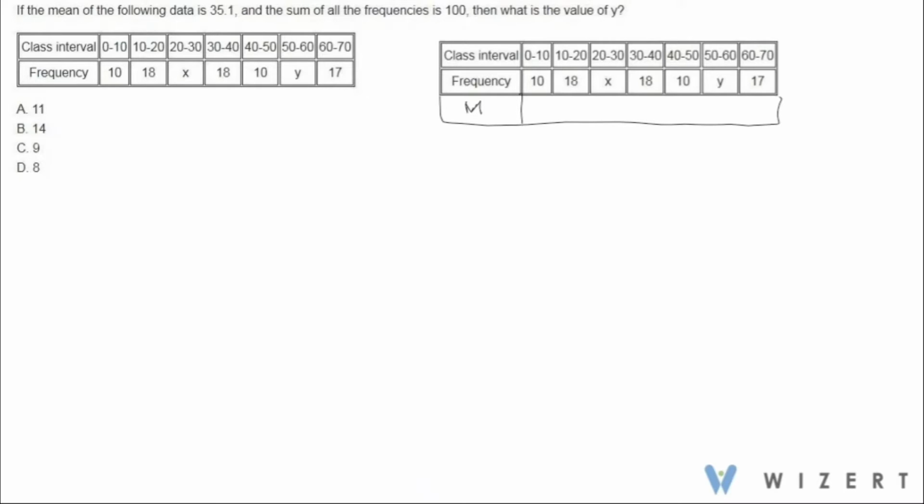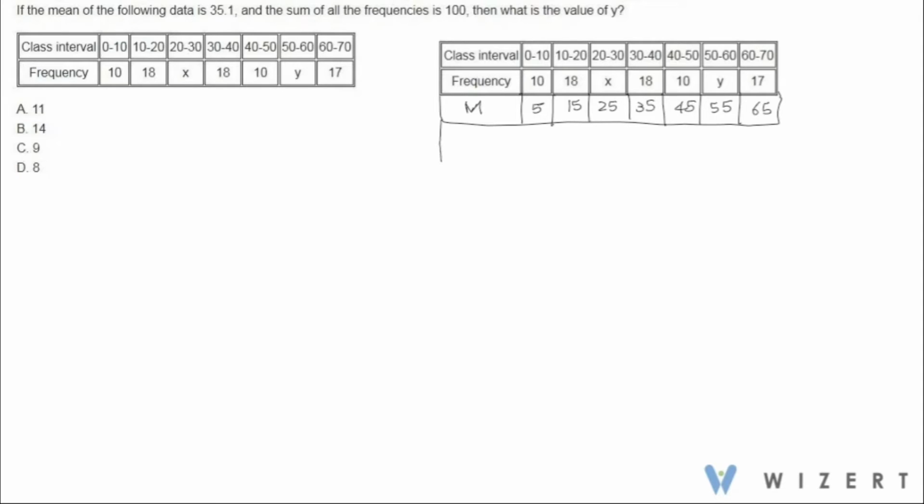Class midpoint of the first class is 0 plus 10 by 2, which is 5. For the second, it's 10 plus 20 by 2, which is 15. Third is 25. Fourth, 35. Then 45. Then 55. And then 65.